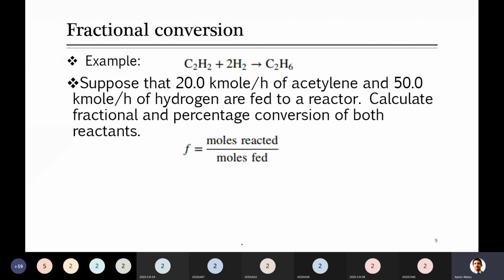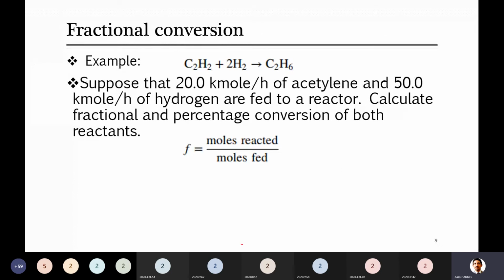Look, how much acetylene enters the reactor? Guys, all those who are answering 1, 2, 3, I don't know what you are looking at. We have just discussed in the last slide that 20 kilomole per hour of acetylene are entering and 50 kilomole per hour of hydrogen are fed to the reactor.